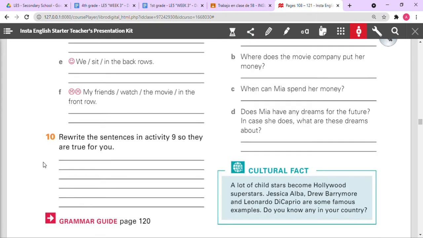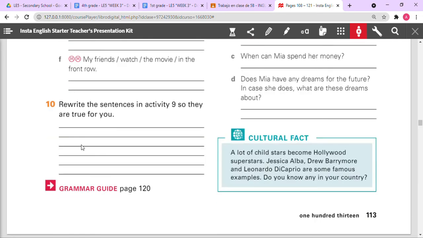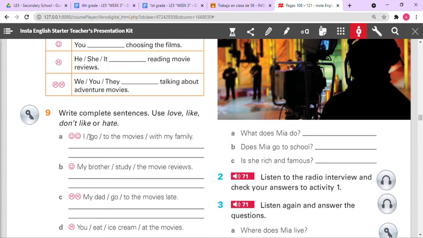Okay. Now, set number 10. Rewrite the sentences in activity number 1 so they are true for you. What about the movies? For example, here it says, "I love going to the movies with my family." For example, I can say, "I love going to the movies with my friends."